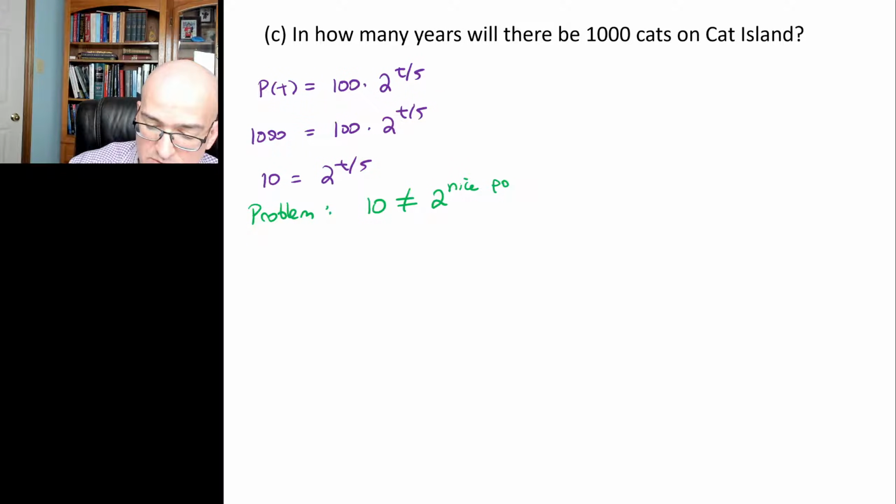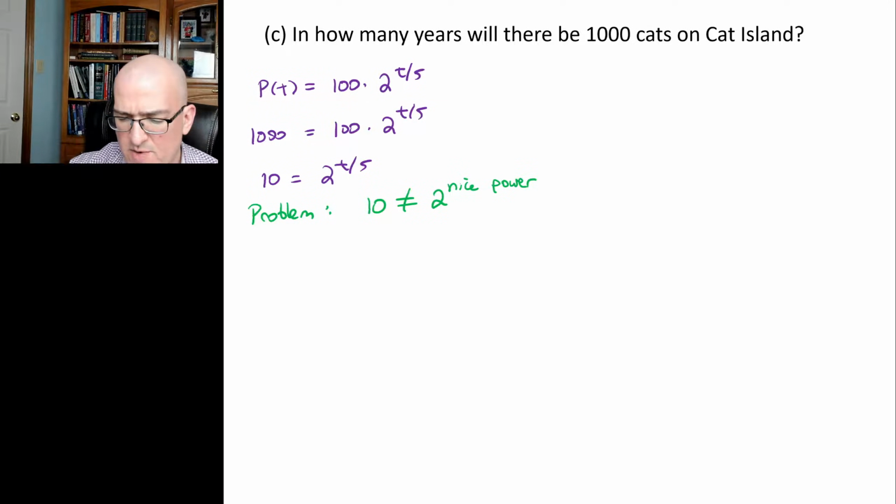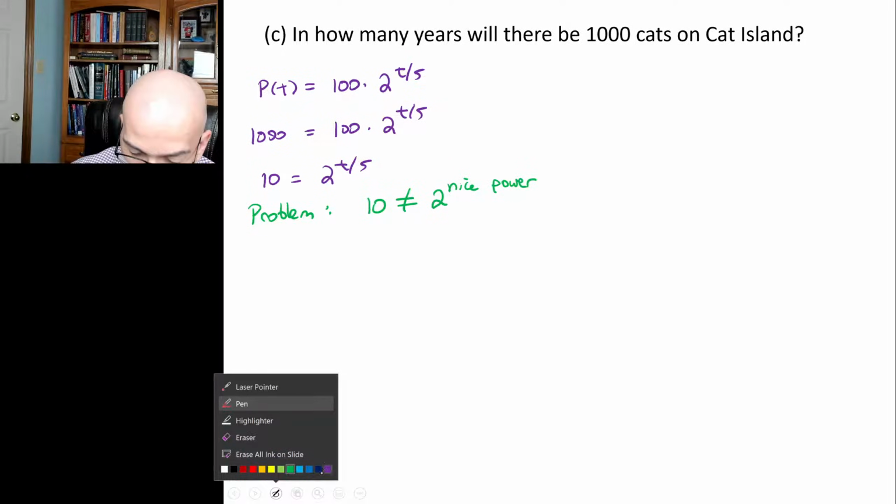I mean, 3 is close. 2 to the power of 3 is going to give you 8. So it's a little bit larger than 3. 2 to the power of 4 gives you 16, a lot larger than 10. So it's probably closer to 3 than it is to 4. But we're going to get an exact answer by logging both sides.